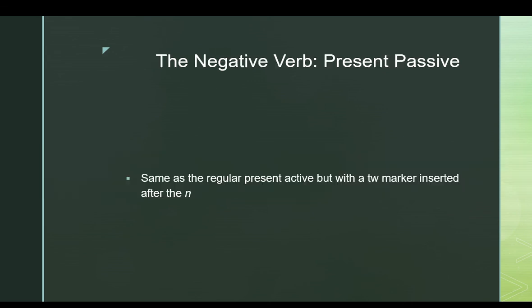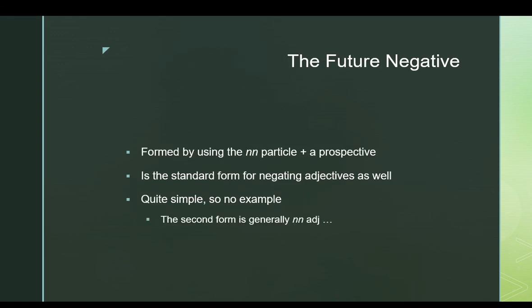There is, of course, also a passive form of the present. Same as the regular present active, tw marker inserted after the n. No other differences, very simple, does not require an example. Then we have the future negation. This one also takes nen, because once again, we are not dealing with a verb. We are dealing with a nominal form of a verb, a perspective.